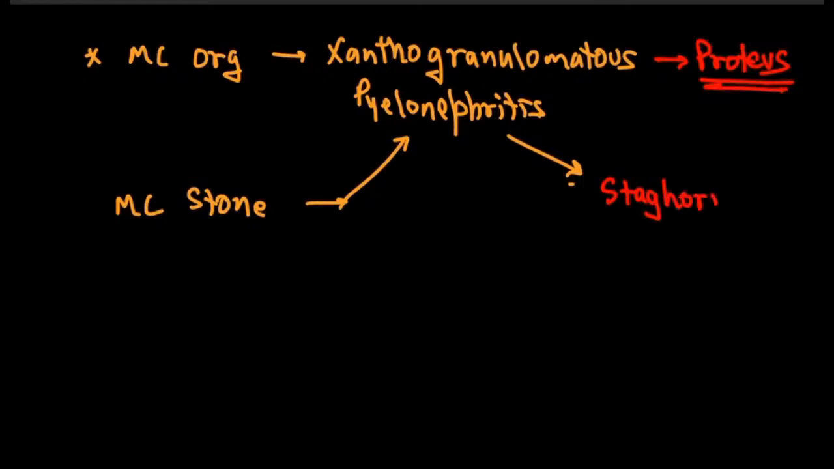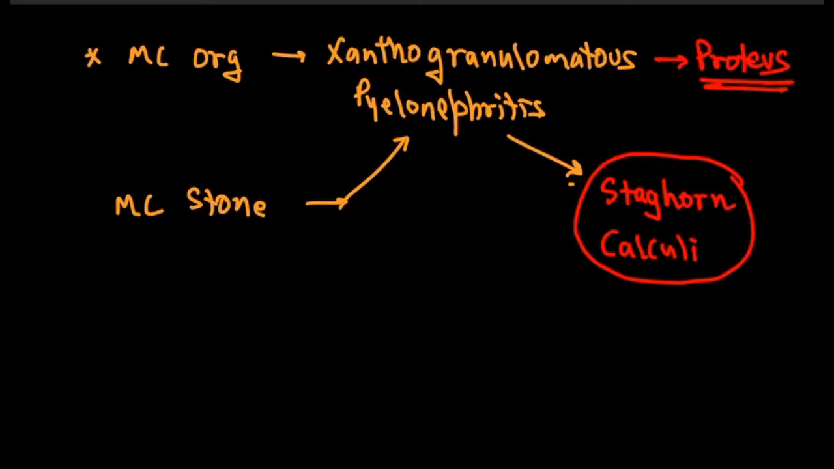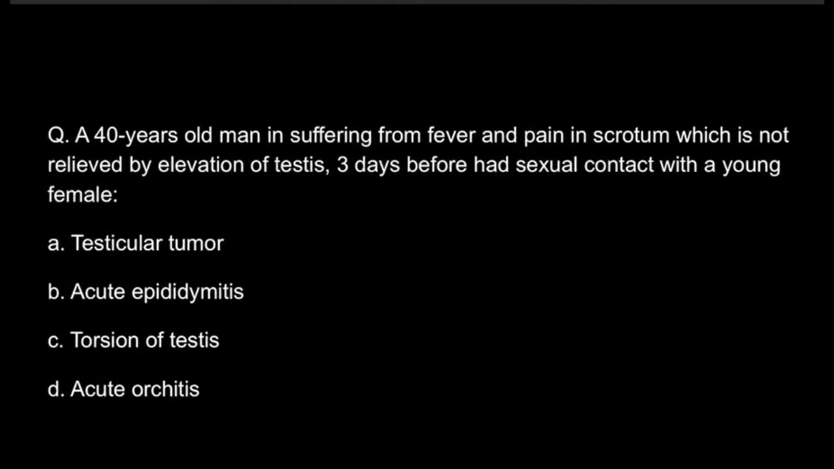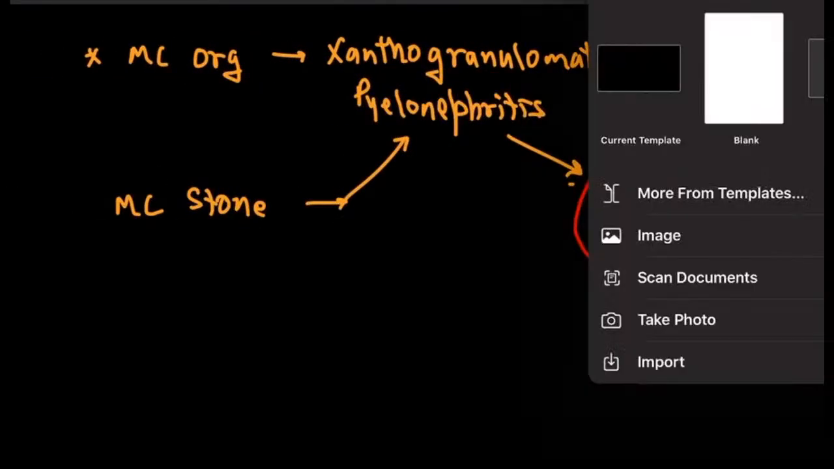Okay, what is the answer? It is staghorn calculi. Because of the enzyme urease, you will get the formation of staghorn calculi. So if I just summarize for you guys, what is happening over here? There is a patient who has had staghorn calculi for a prolonged period of time, and the patient did not get treatment for it, and because of this the patient ultimately landed up with a kidney infection, which ultimately became xanthogranulomatous pyelonephritis.